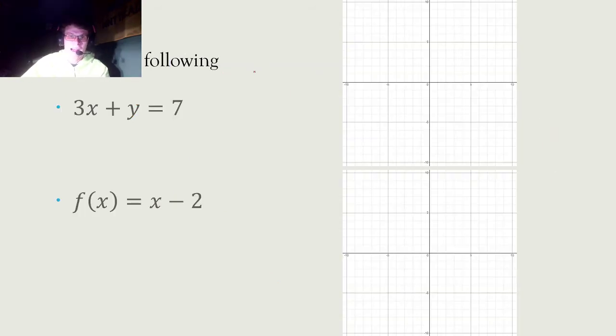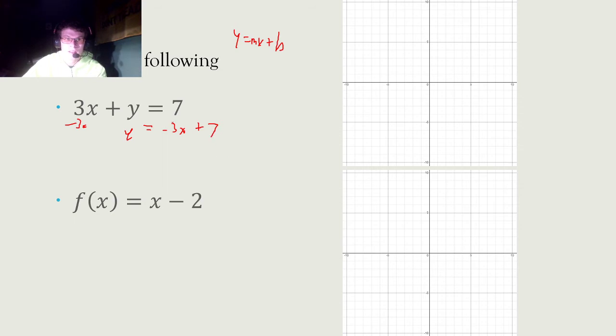All right, now we are actually graphing. Remember, when we're graphing, we usually like to have slope-intercept form to start us off. Slope-intercept form, y equals mx plus b. So first off, we're going to change this to slope-intercept form. That means we have to subtract 3x from both sides. y equals negative 3x plus 7.